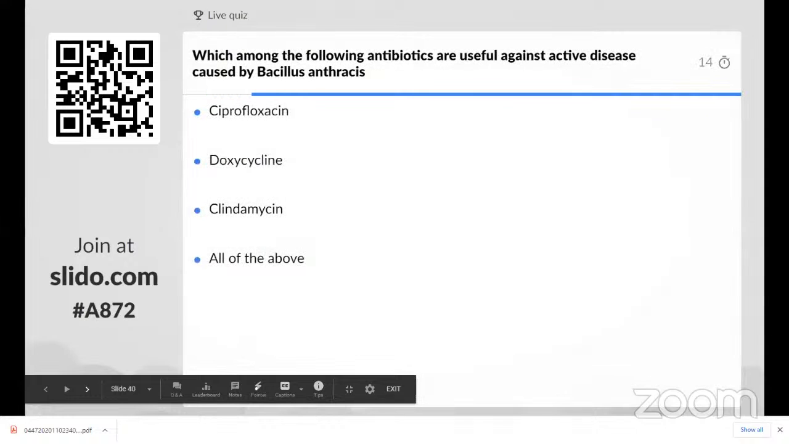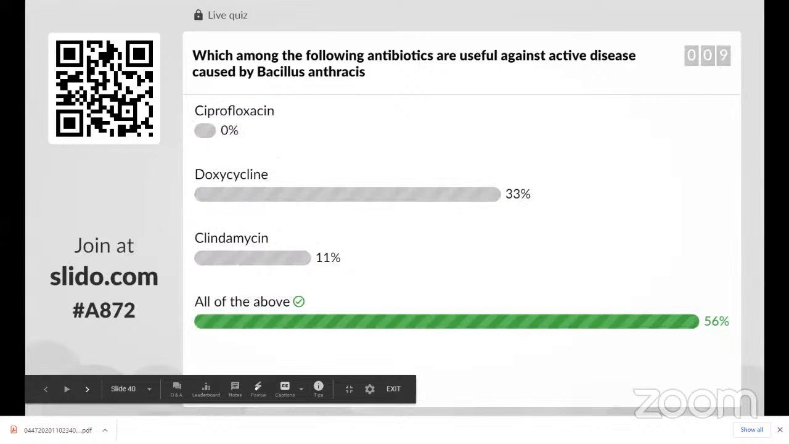Which antibiotics are useful as a treatment for Bacillus anthracis? So which drug can be used in the treatment of anthrax? Ciprofloxacin, doxycycline, clindamycin, or all of the above? Please vote. The correct answer actually is all of the above.